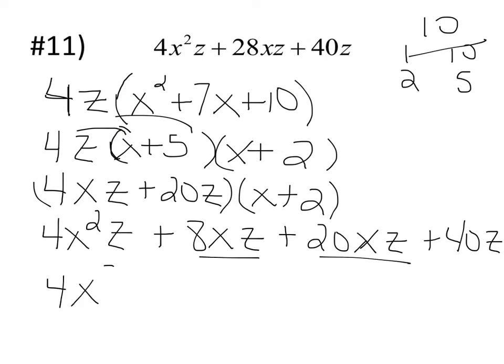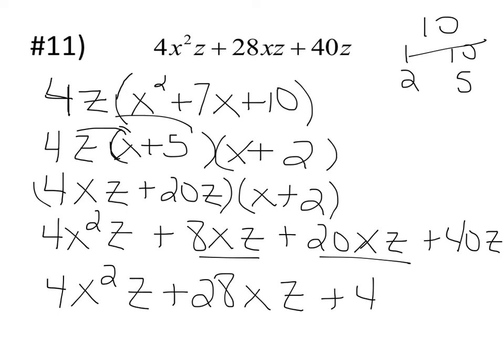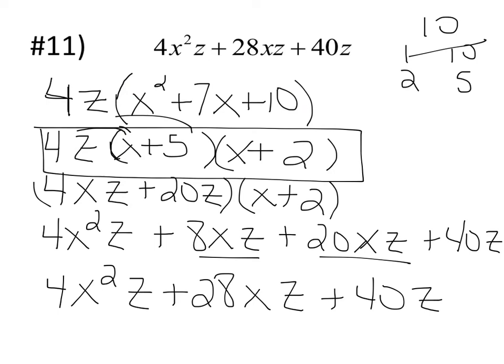You get 4x squared z plus 28xz plus 40z. So that is what we started with. So this is your answer. Everything down here is you just checking your work, which is extremely important.